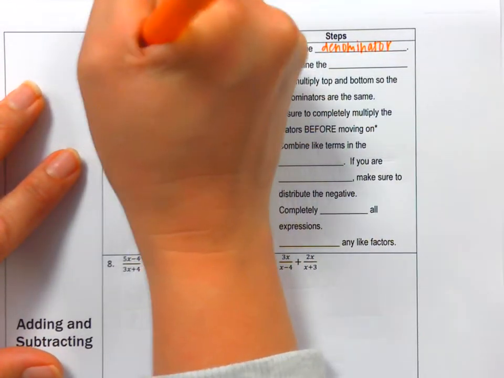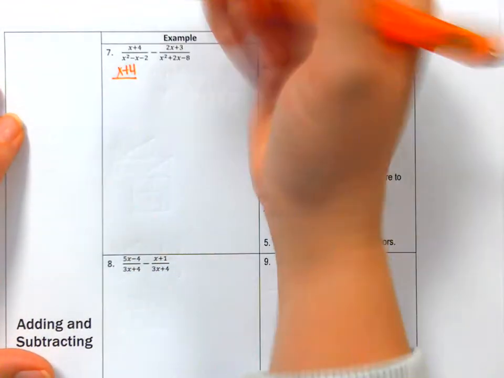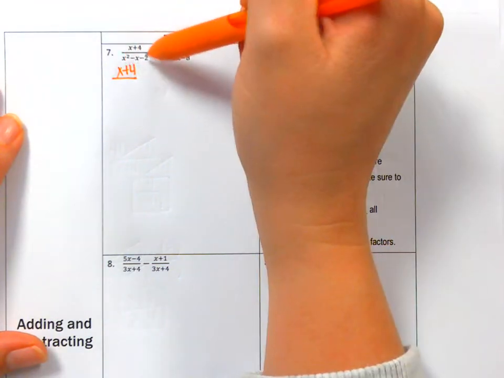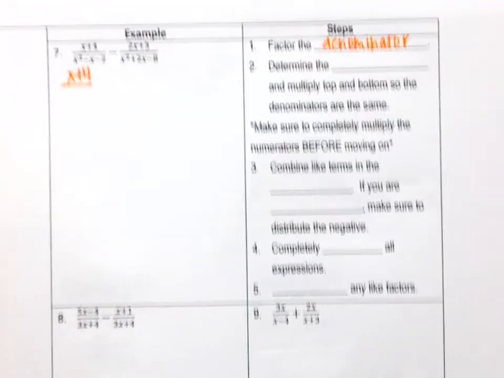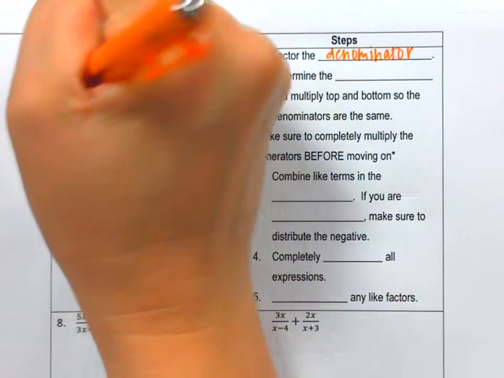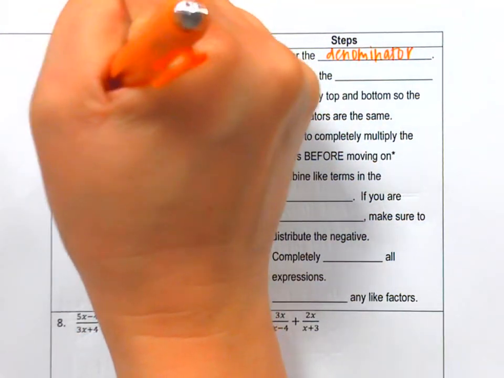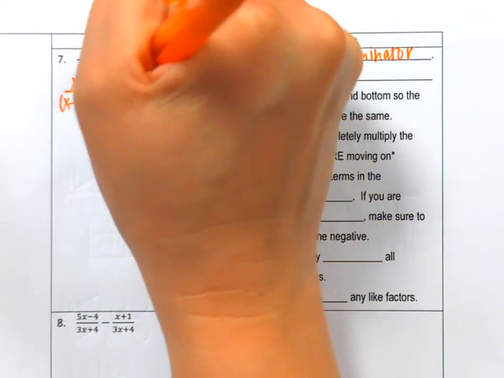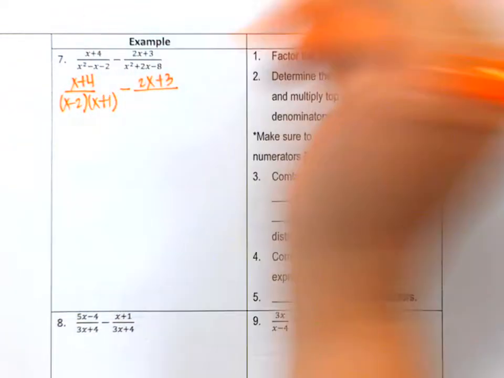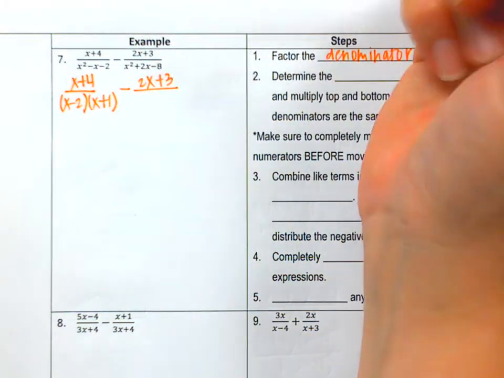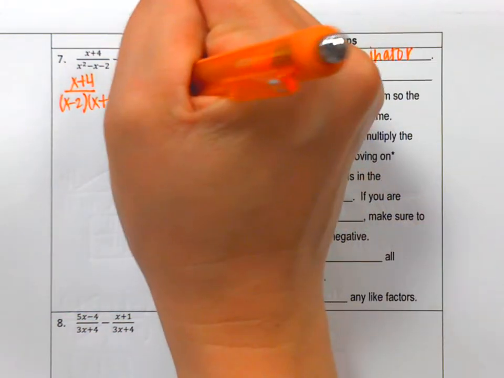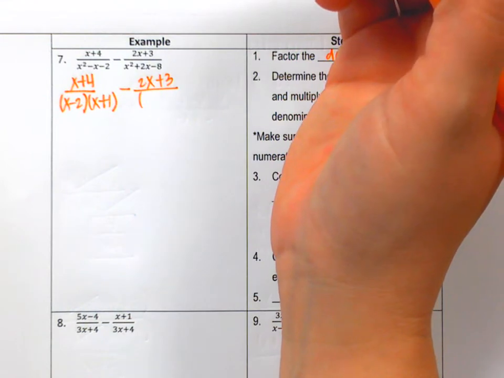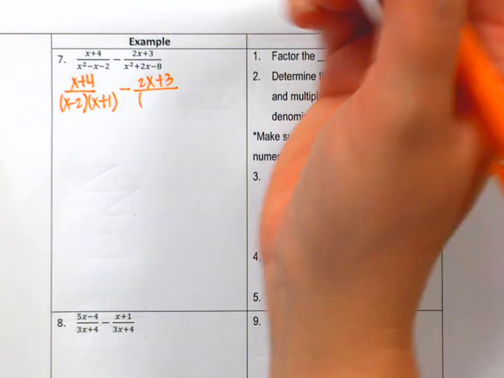Let's factor the denominators. So we have x plus 4 over that factored. What two numbers multiply together to get me -2 and add to get me -1? That's going to be x minus 2 and x plus 1. And then minus, we're not touching the numerators at all, just looking at the denominator. X squared plus 2x minus 8 factors to be x plus 4 and x minus 2.